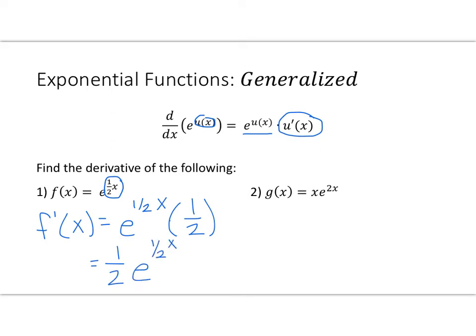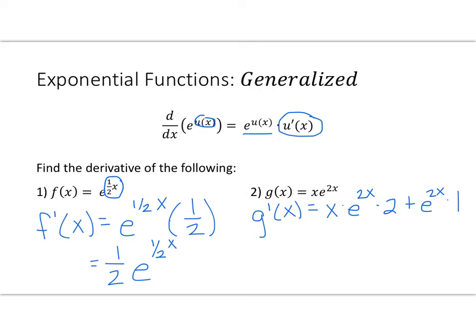Okay, the second one, g of x equals x times e to the 2x. So now I'm involving the product rule as well. So g prime of x is equal to the first, x, times the derivative of the second. Well, that's going to be e to the 2x times the derivative of 2x, which is 2, plus, then I do the second times the derivative of the first.